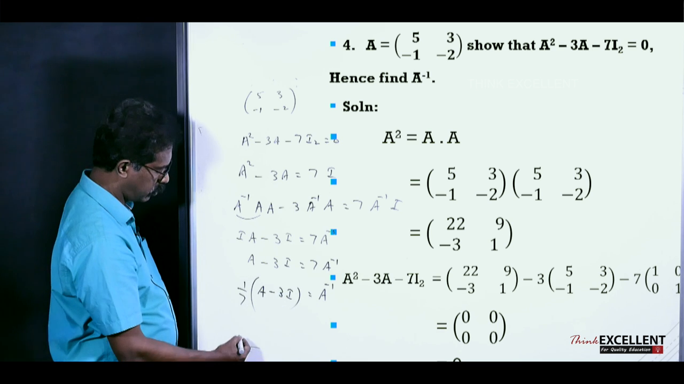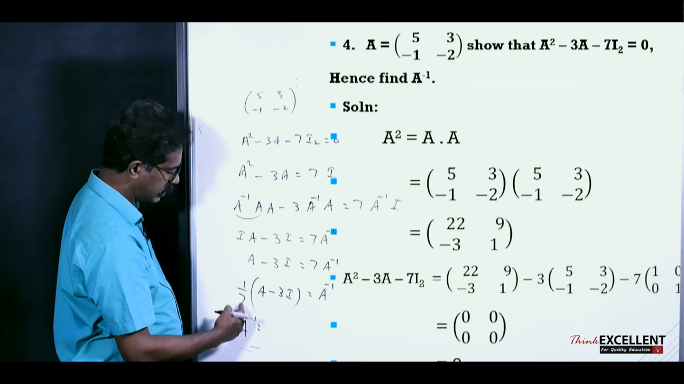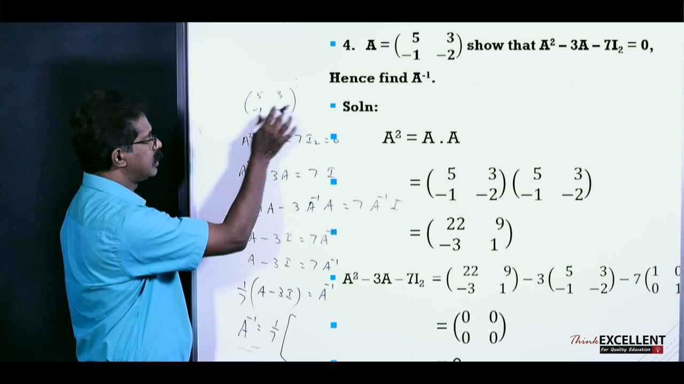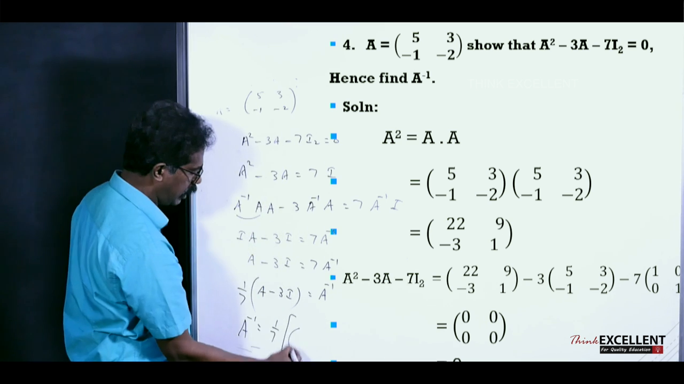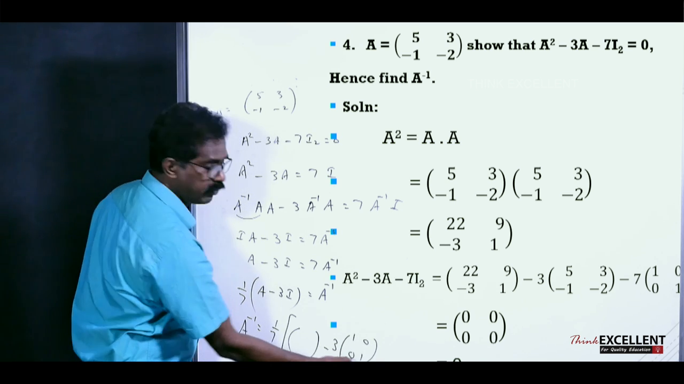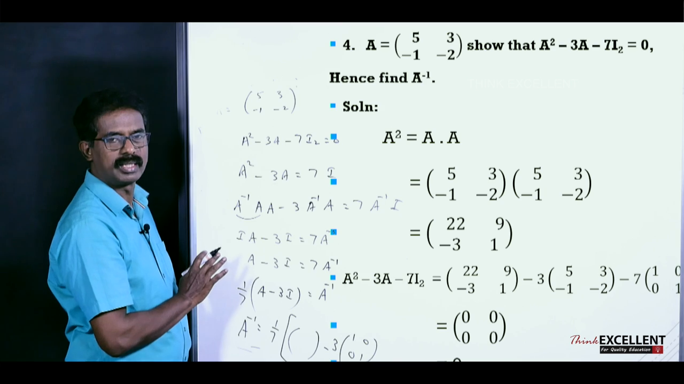This is what you have. So A inverse is equal to 1 by 7 into A, a matrix, you know. This is A minus 3 into I. I is what? 1, 0, 0, 1. If you simplify, you will get the answer. Okay, so this is how you try.